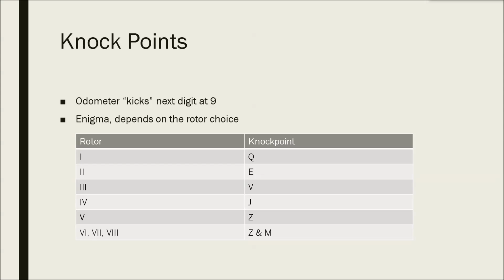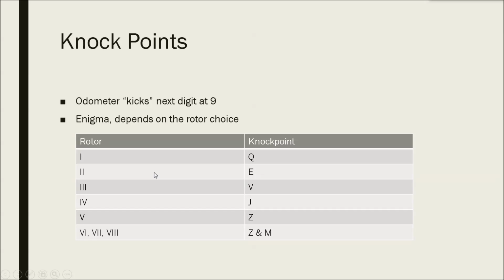So when you think about an odometer, the knock point kicks the next digit at 9. So at, say, 09, it goes to 10, right? Both digits increase at the same time. Well, for an Enigma machine, the knock points are different depending on the rotor choices. So for 8 different rotors, they actually have different knock points. And as you can see in the chart, some rotors actually have 2 knock points.